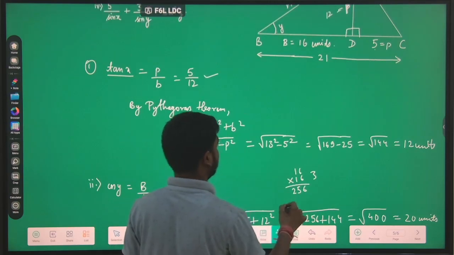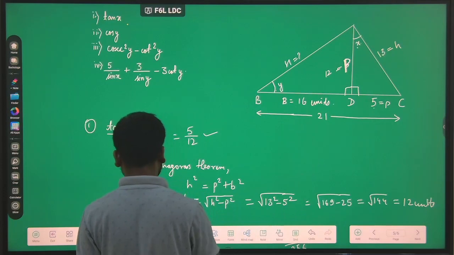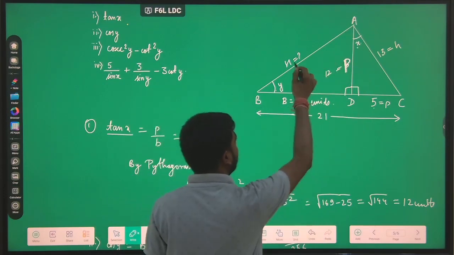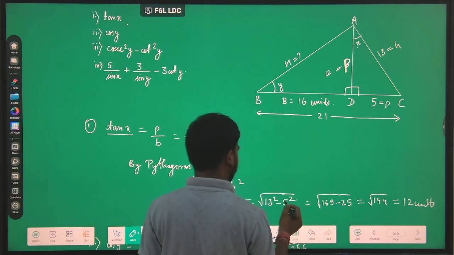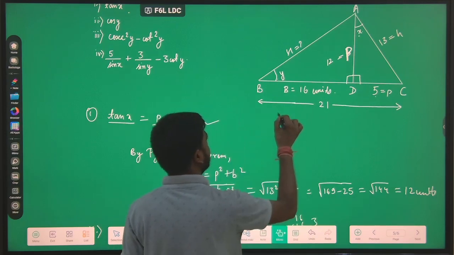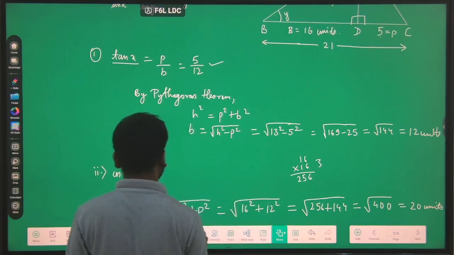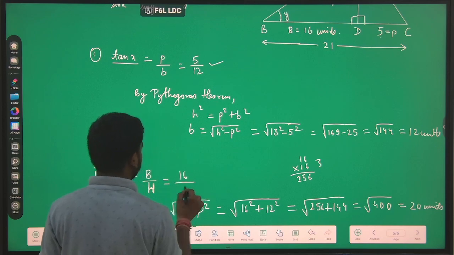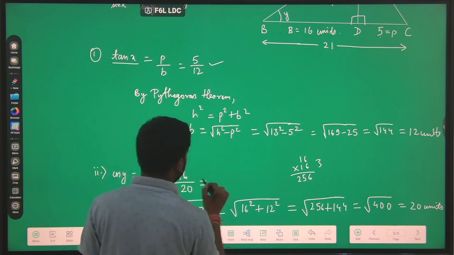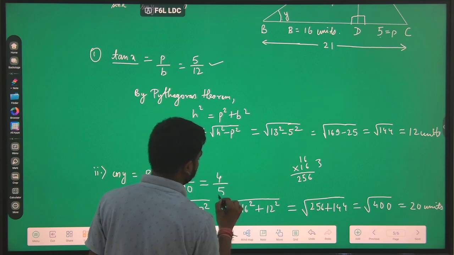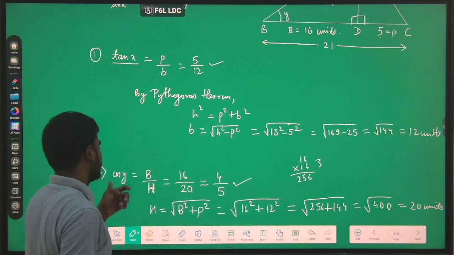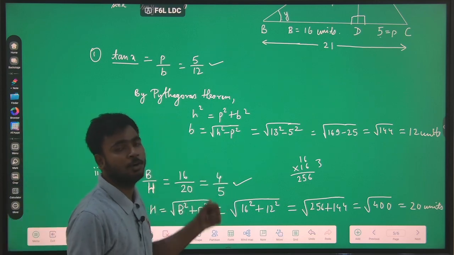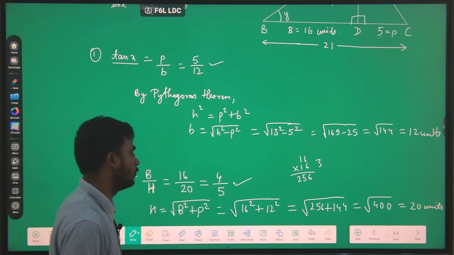For triangle ABD, the value of H is 20 units, the value of P is 12 units, and the value of B is 16 units. So the value of B is 16 and the value of H is 20. 4 fours are 16 and 4 fives are 20. So the value of cosine of angle Y will be 4 upon 5.